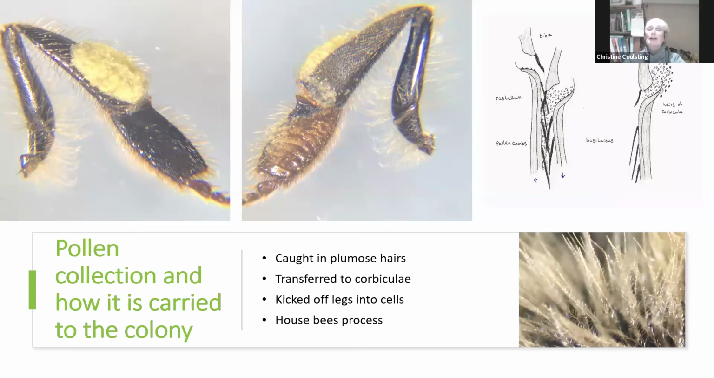Once they get back to the nest, the forager comes in and she just kicks. So she will come to a cell, she'll put her rear legs in the cell, and she will kick the loads off. And house bees come in and they will process it. So they will pack it down and they will add honey and enzymes to process it.